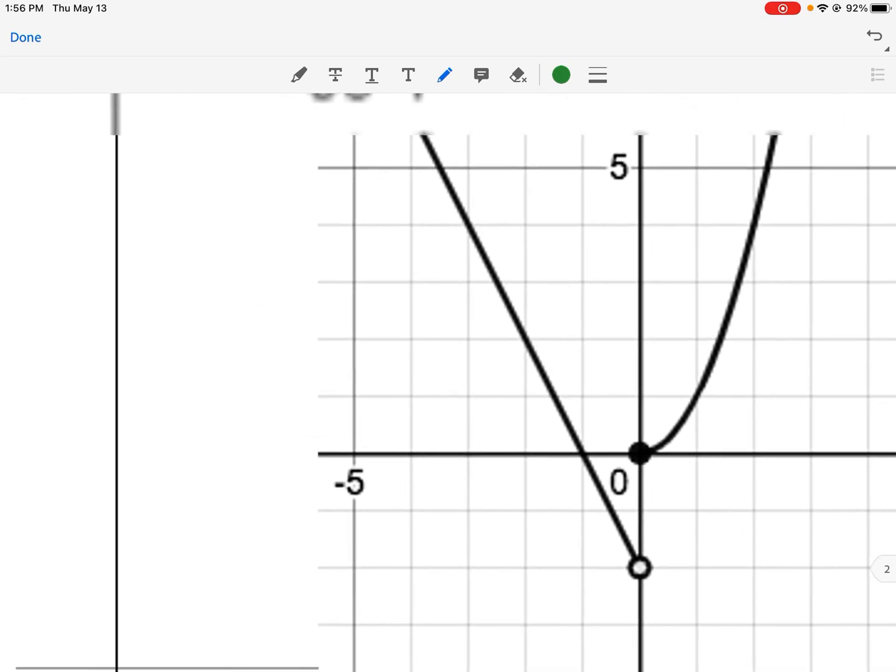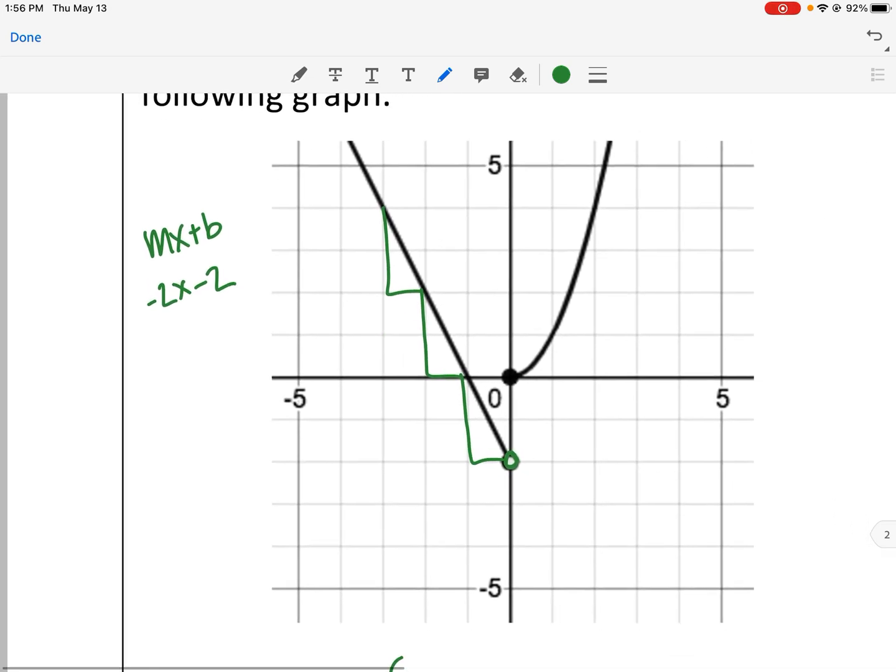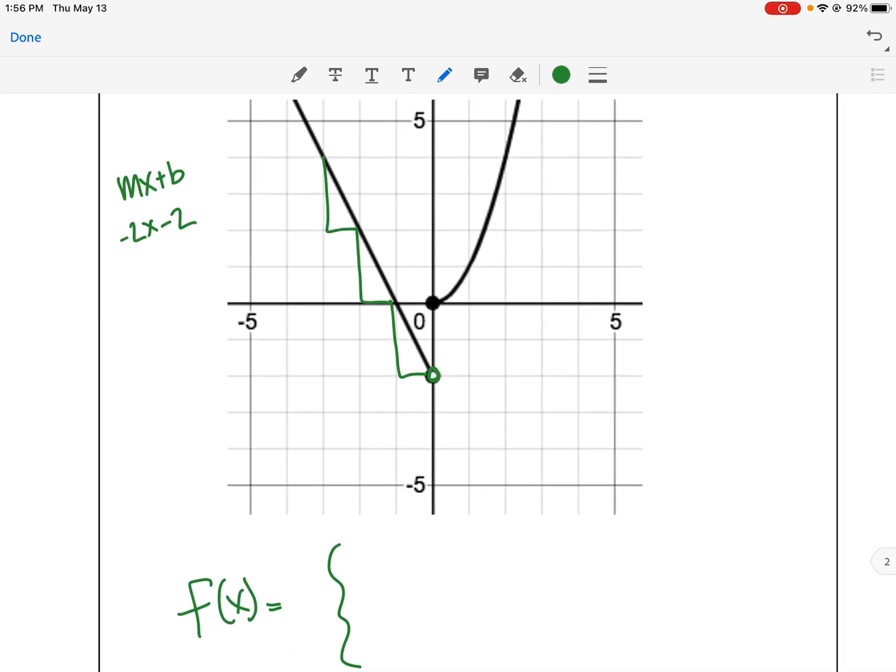So f of x equals, starting on the left, we have a linear, so mx plus b. So looking at the slope, we have rise over run. So down 2 over 1, down 2 over 1. So down 2 means it's a negative 2 over 1, which is negative 2. And it crosses or touches the y-axis at negative 2. There's our first equation. Negative 2x minus 2.